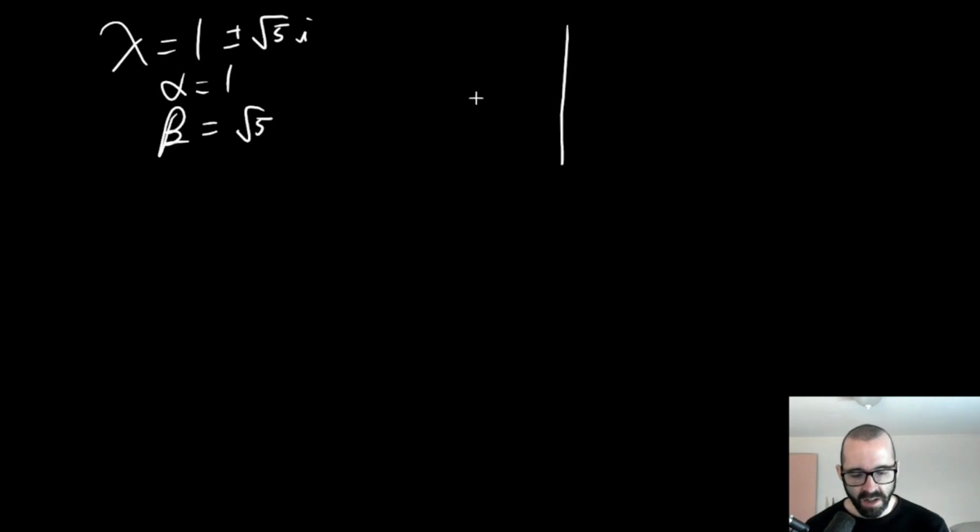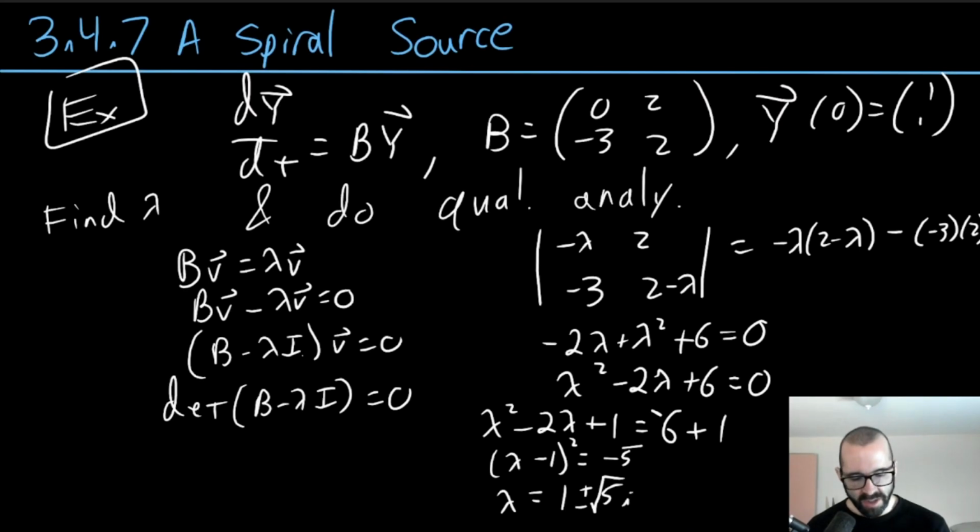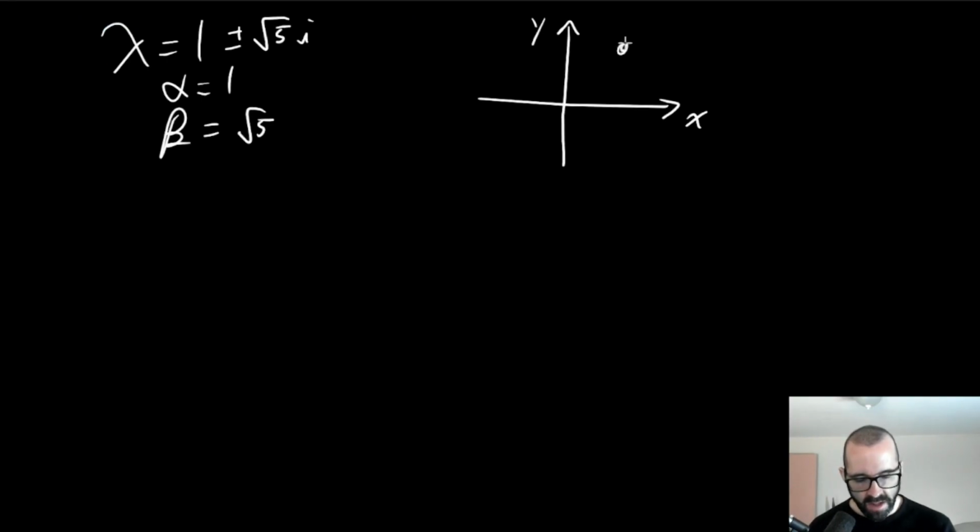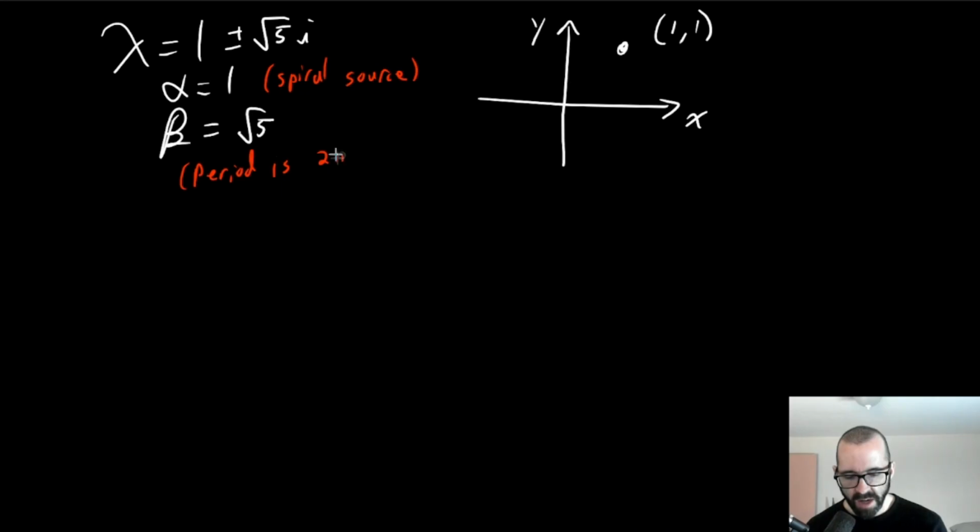If we're looking at our phase portrait, which again we draw in the xy plane, and actually we know our initial condition too, right? Our initial condition is x and y are both 1. So this is our initial condition, (1, 1). You might say, well, which way are we spiraling? We know it's a source because of the real part. We also know the period, right? We know the period is 2 pi over b.